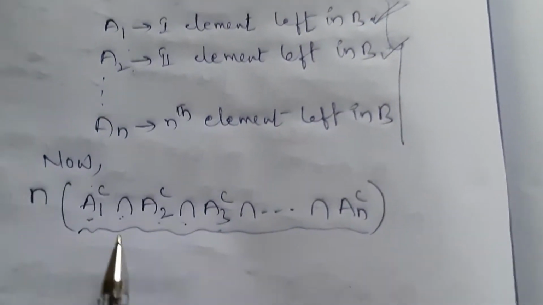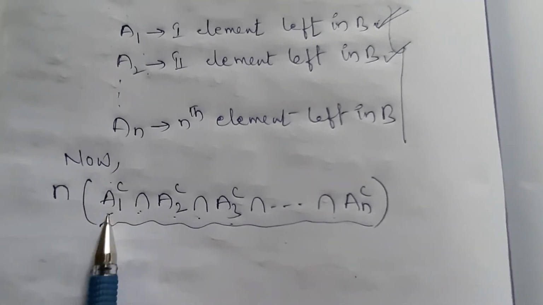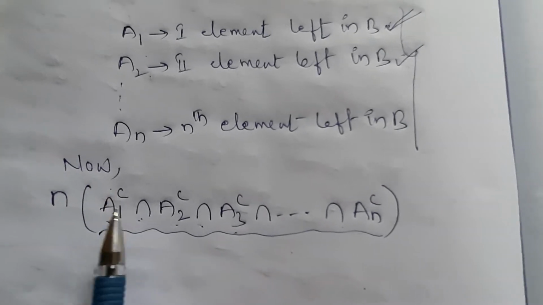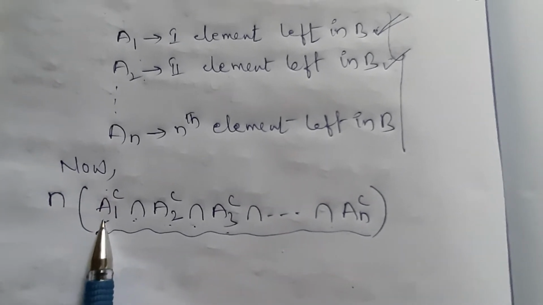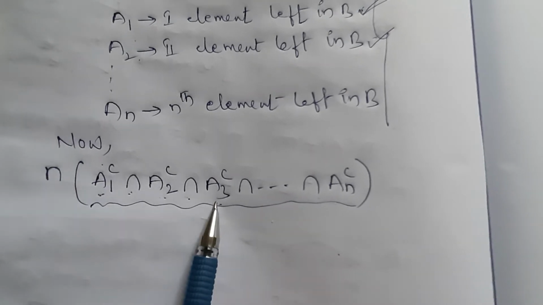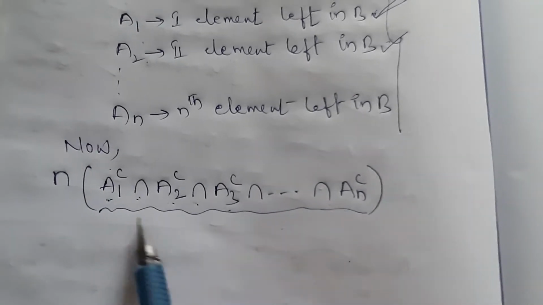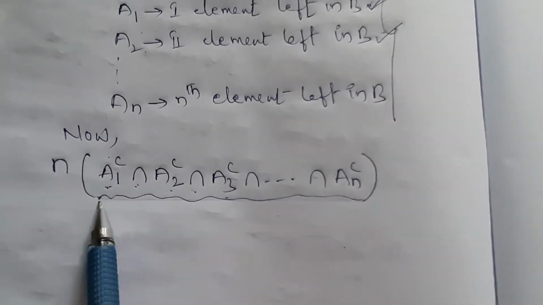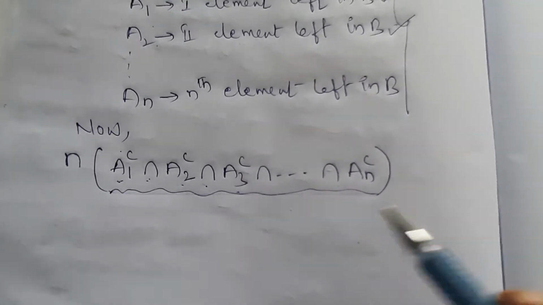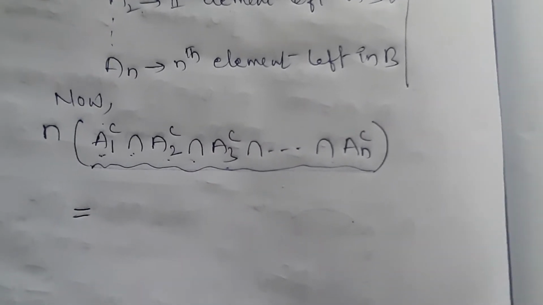Due to that reason, here I am taking the functions as A1 complement. A1 means left. A1 complement means not left. So first element not left, and second element not left, and third element not left, and so on, nth element also not left. Automatically, what are these functions? Nothing but onto functions.